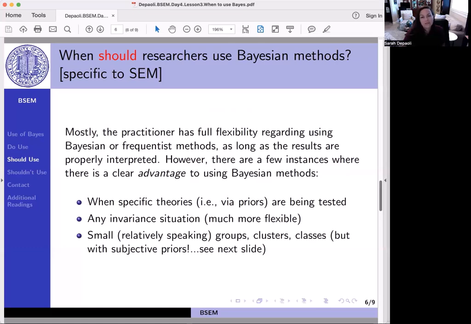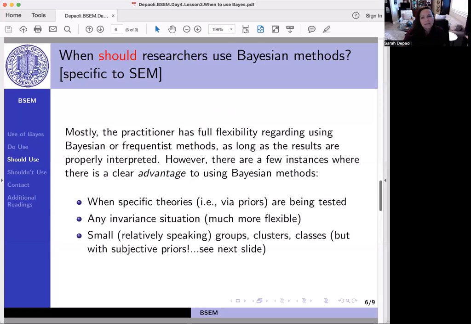In the case when you have a relatively small class, relative to the other classes, traditional ML-based or frequentist-based methods have an incredibly hard time finding that small class. Bayesian methods perform so much better, but it is specific to the situation where you have reliable prior knowledge about the approximate size of that class. I'll say more about this on the next slide.